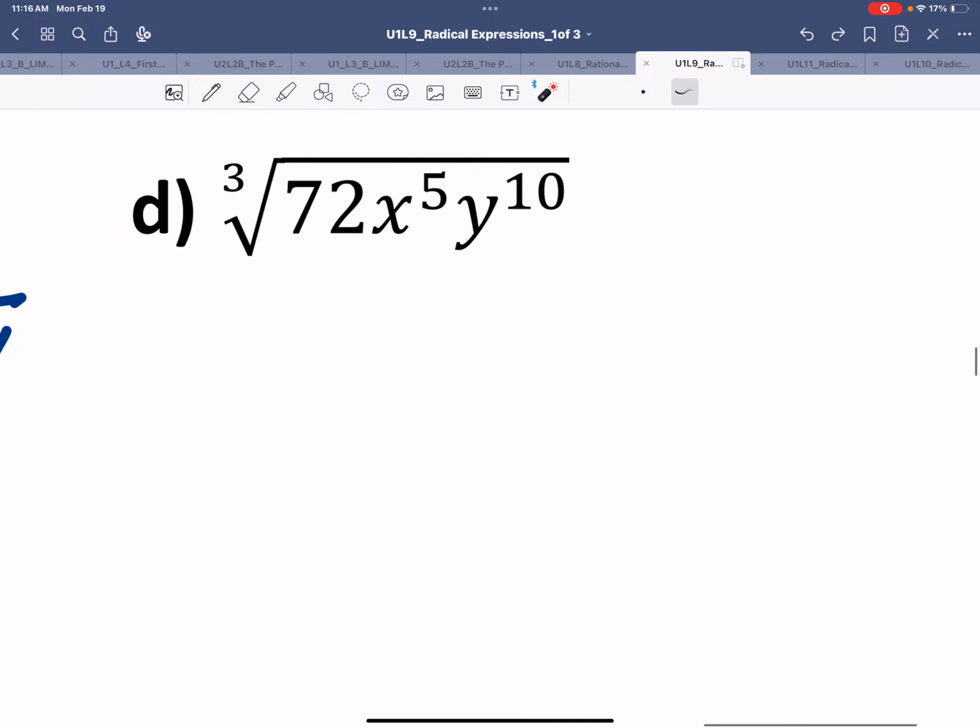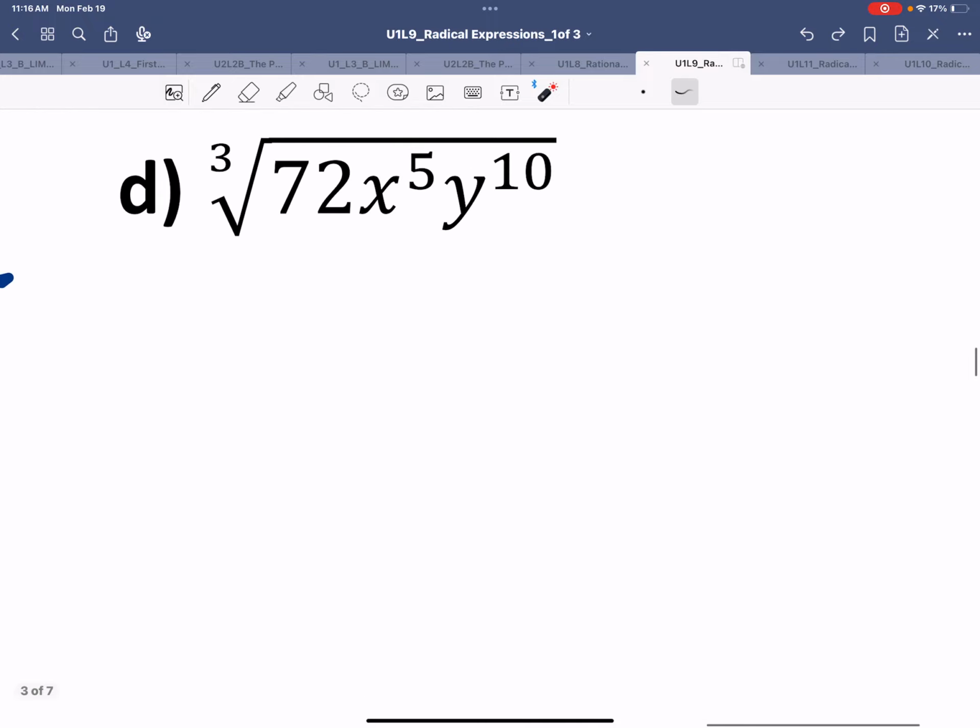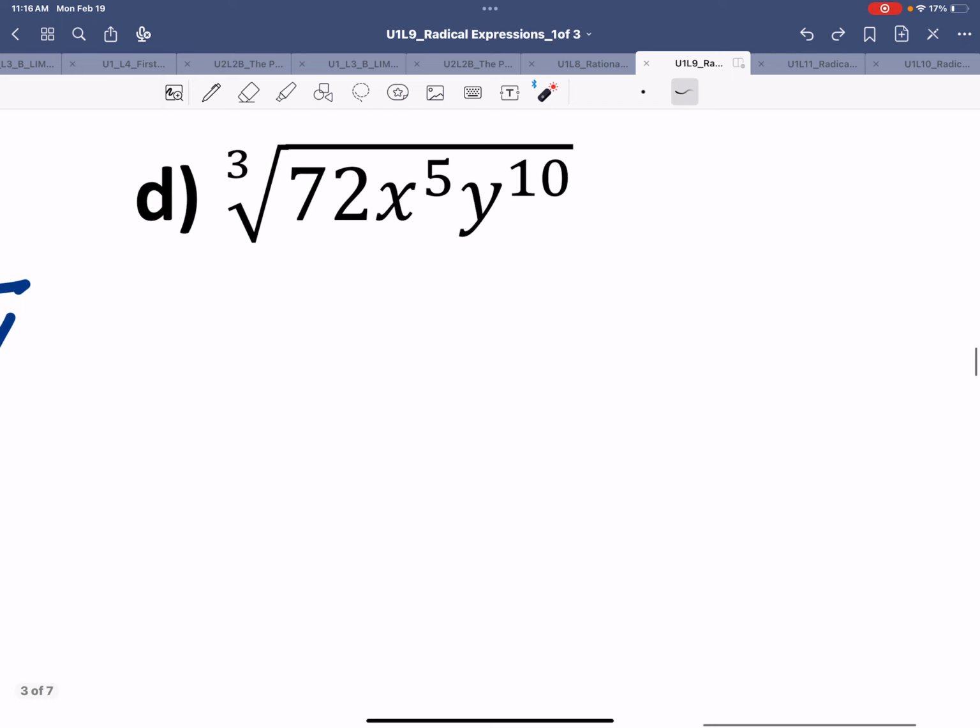Last example, we have the third root of 72 x to the 5 y to the 10. Notice that in here we have an index of 3. When the index is 3, we don't have to worry about making sure that the terms outside the radical stay positive. So as you can see, I saved the easiest example for last.